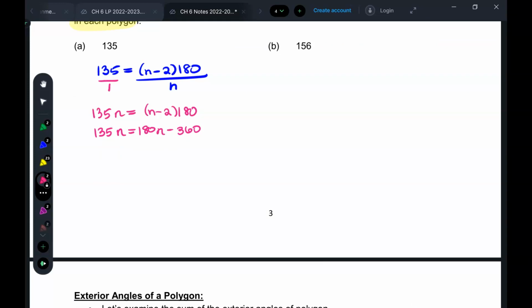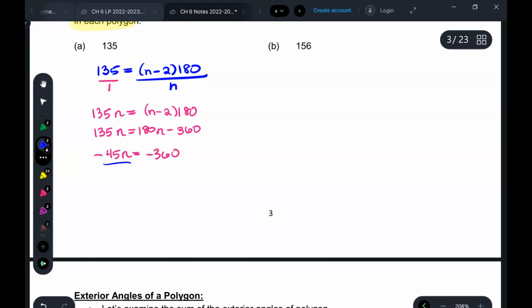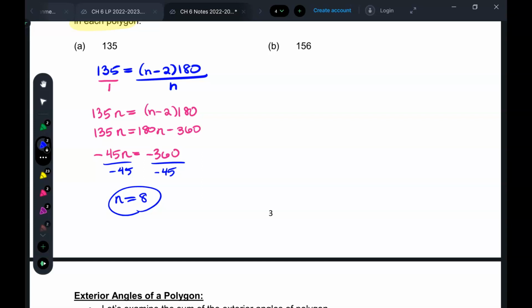Yeah, you can subtract 180n. And what do we get? We get negative 45n equals negative 360. And so divide. Which means it's an octagon. So in an octagon, every interior angle is going to be 135 degrees.